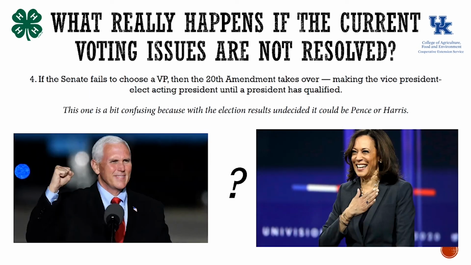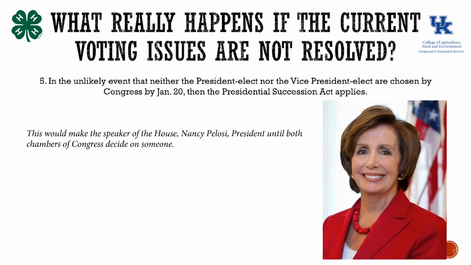Number 4, if all else fails, if the Senate fails to choose a VP, then the 20th Amendment takes over, making the vice president-elect acting president until a president has qualified. And then if all else really fails, in the unlikely event that neither president-elect nor the vice president-elect are chosen by Congress by January the 20th, then the Presidential Succession Act applies, and this would mean that Speaker of the House Nancy Pelosi would become president until both chambers of Congress decide on someone. So again, you see clearly that there's a depth of process here to finally resolve and pick someone.